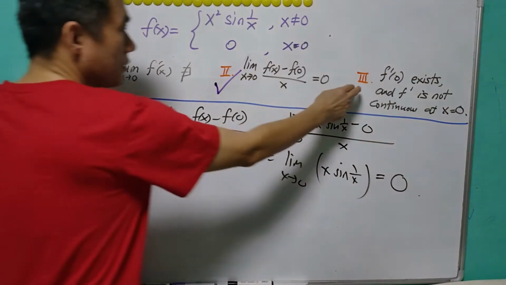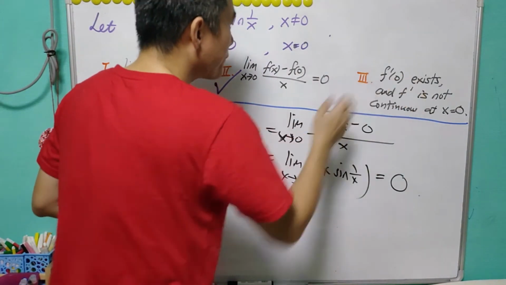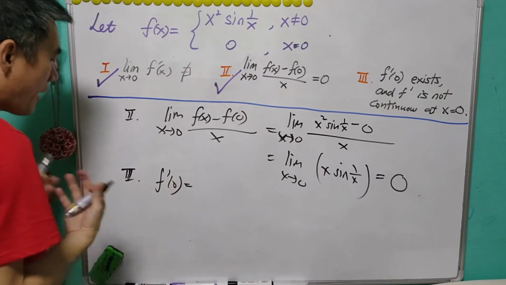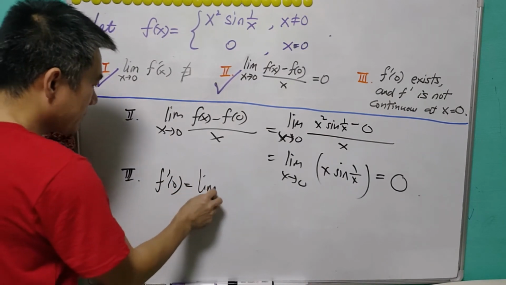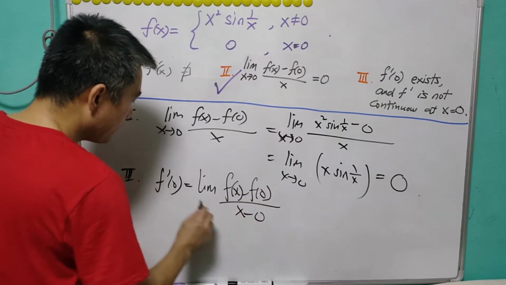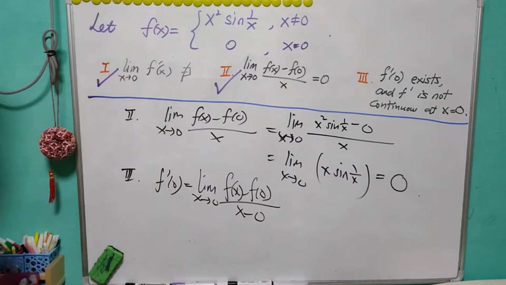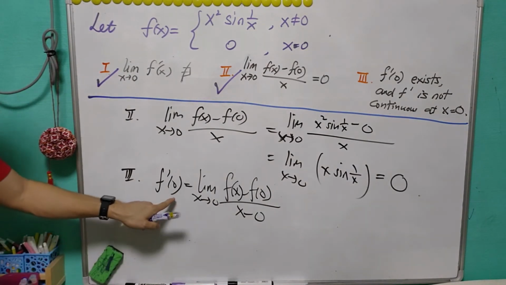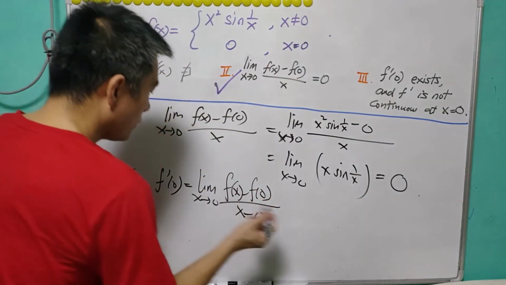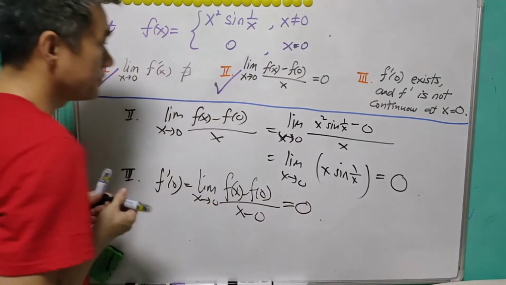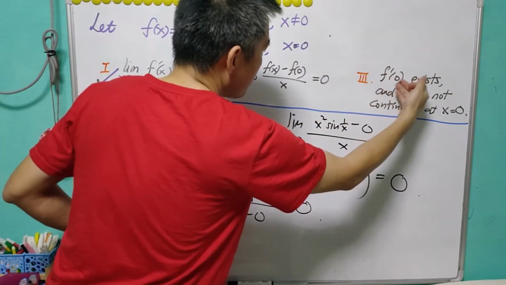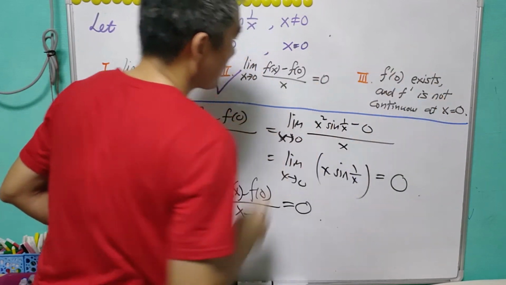Now we go to statement 3. f'(0) exists. What is the meaning of f'(0)? If f'(0) exists, then it is defined as the limit of (f(x) minus f(0)) over (x minus 0) when x tends to 0. This is the definition of the derivative at x equals 0. And we already know from statement 2 that this is equal to 0. Since this is equal to some real number, therefore it exists. So the first half of statement 3 is correct.